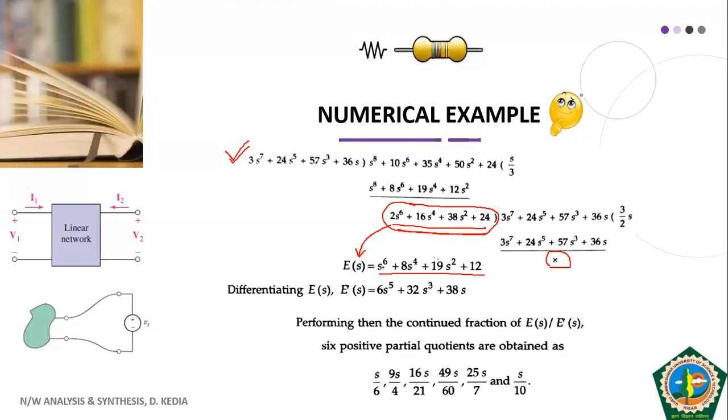So if there is any constant multiplied in all the terms of the polynomial we are considering, we can remove it. If we do that, this ES becomes s raised to power 6 plus 8s^4 plus 19s^2 plus 12. This is the polynomial that we have identified. Now we differentiate this polynomial, and it becomes E dash S, which is 6s^5 plus 32s^3 plus 38s. So now we have two polynomials: one is ES and another is E dash S.